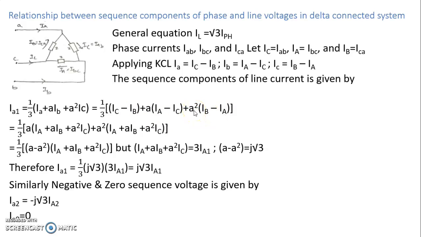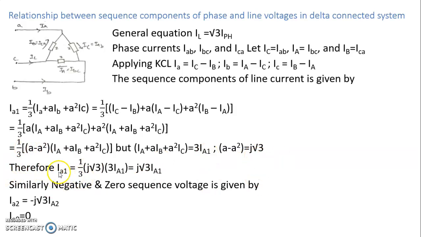Taking A square common, minus A square. Actually it is plus here, you have to make it a minus. Then if I take minus A square common, IA plus A IB plus A square IC. In this whole equation, the A IB terms are the same, so if I take it out, the remaining is A minus A square. As I said, it must be a minus here, so that mistake we have made. So A minus A square is retained as it is. Already we know that this is equal to 3 IA1, and A minus A square is equal to j root 3.